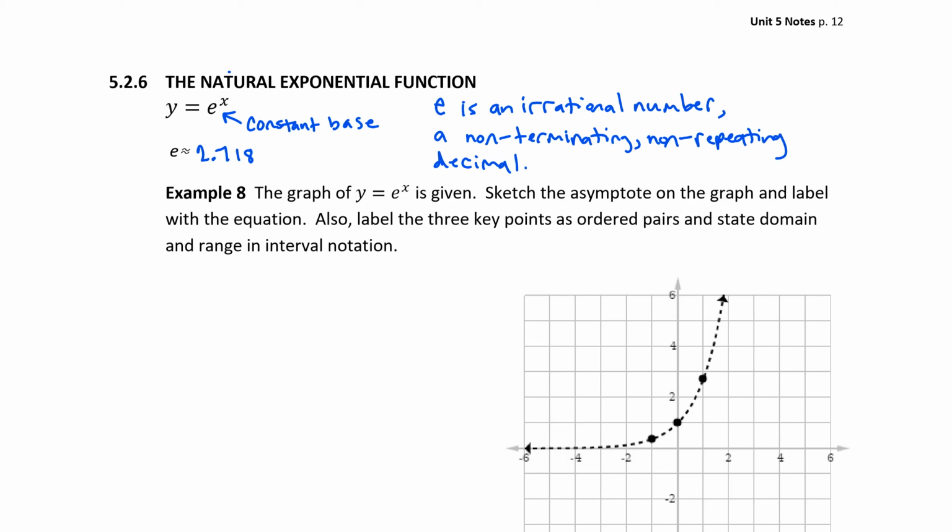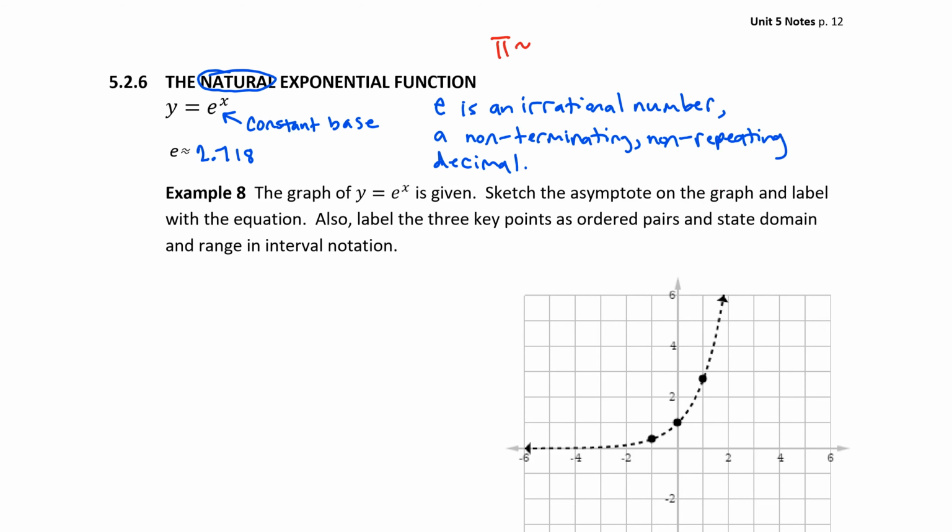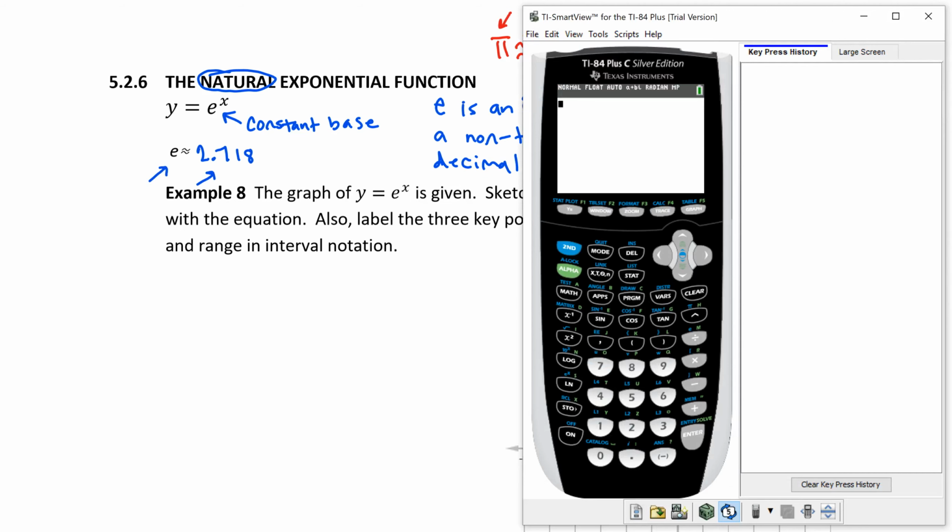E is what we call the natural base, and it's part of this natural exponential function. E is a number similar to pi. You may be familiar with the irrational number pi. Pi we often approximate as 3.14, but pi actually goes on forever and ever without establishing a pattern. In the same way that we approximate the symbol pi with 3.14, we approximate the symbol e with the value 2.718.